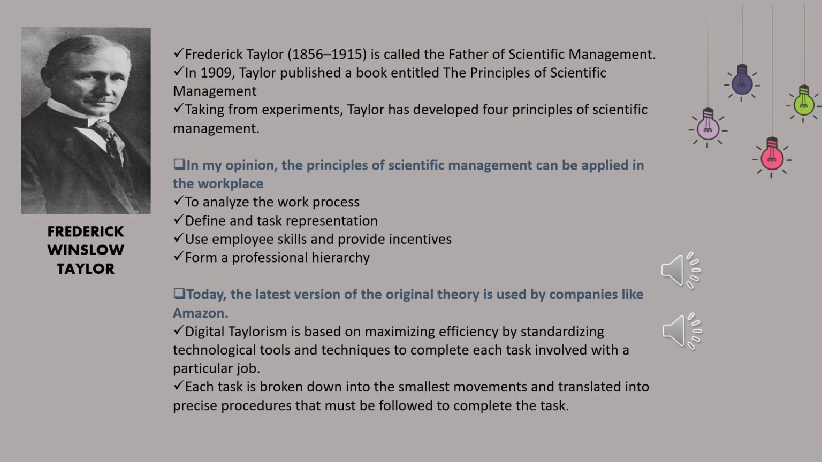Today, the latest version of the original theory is used by companies like Amazon. Digital Taylorism is based on maximizing efficiency by standardizing technological tools and techniques to complete each task involved with a particular job. Since everyone operates in the same mechanistic way, it improves production and consistency while reducing errors. It is relatively easy for managers to replace employees and maintain the same productivity.